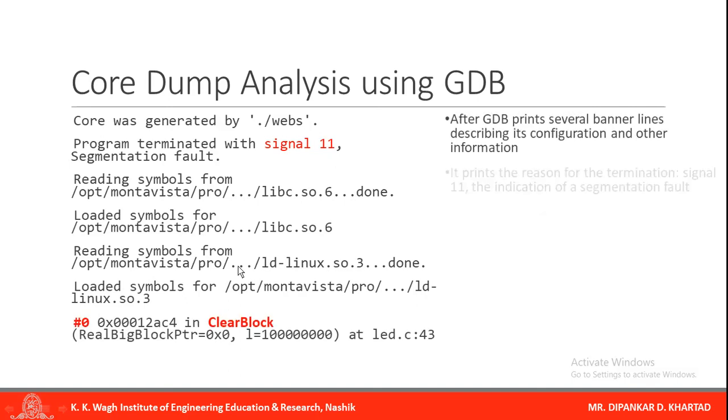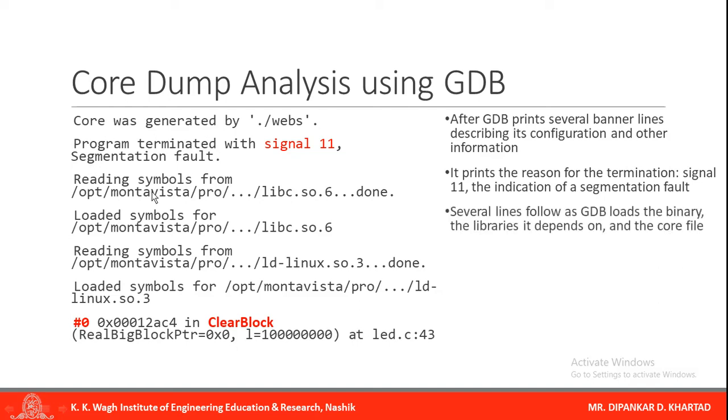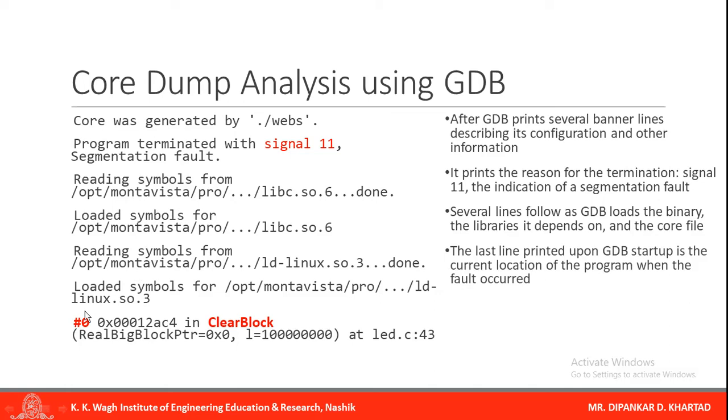Now it prints the reason for the termination. It is terminated here at signal 11. Segmentation fault is there. Now the reason for the termination is signal 11, the indication of a segmentation fault. Several lines follow as GDB loads the binary, the libraries it depends on, and the core files. These are the libraries and core files. The last line printed upon GDB startup is the current location of the program where the fault occurred.